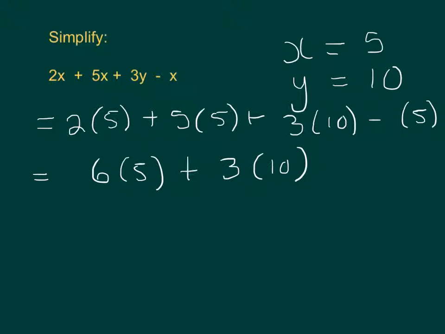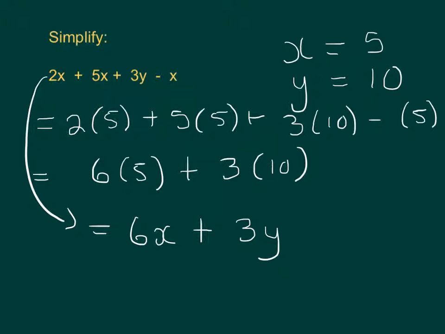6 groups of 5 plus 3 groups of 10 need to be calculated separately. This is why 2x plus 5x minus x represents 6x and 3y represents 3y. We cannot add 6x plus 3y in this case as we don't know what x and y are.